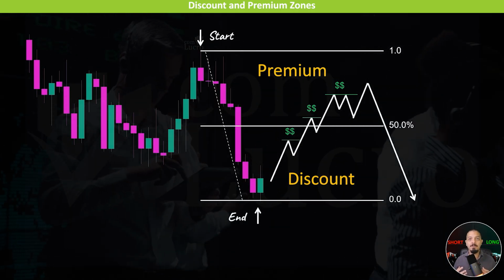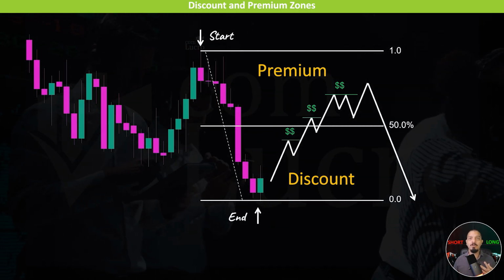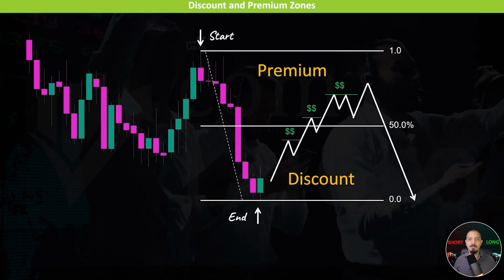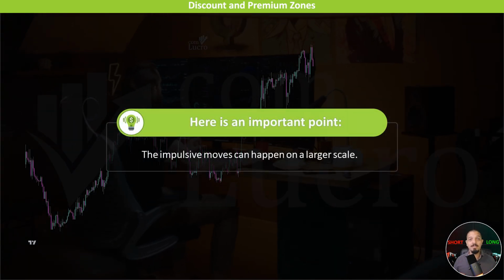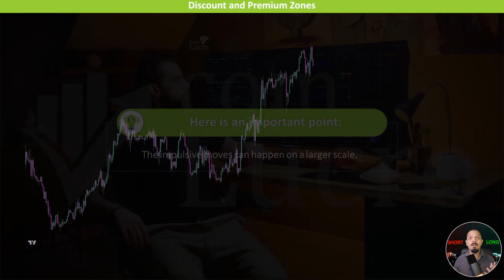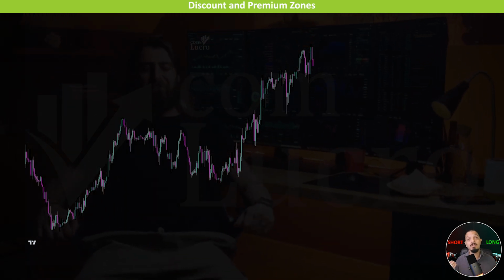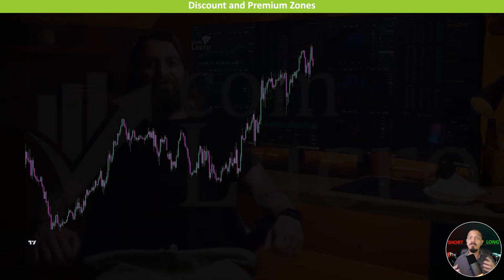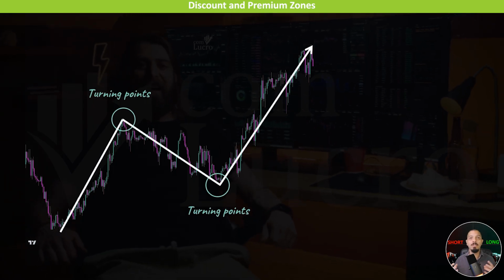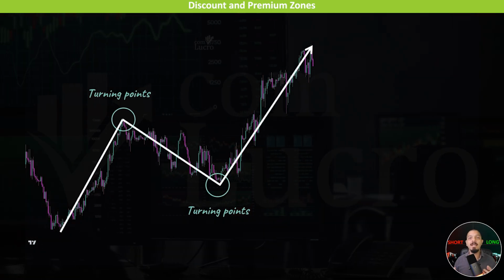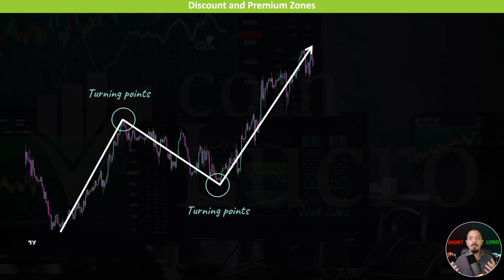When the market sentiment is bearish and we have a downtrend, we want to sell inside the premium zone. Here's an important point. The impulsive moves can happen on a larger scale. For instance, consider this market structure. In the 1-hour time frame, we have 2 turning points for the price. The market was in a short-term uptrend, then a downtrend, and then an uptrend again.